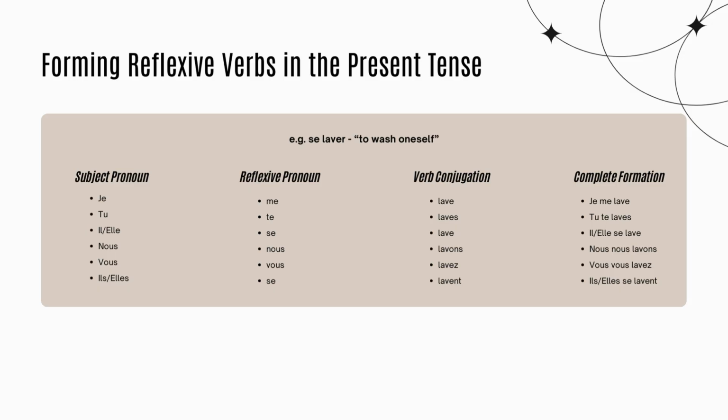Repeat after me. Je me lave. Tu te laves. Il, elle se lave. Nous nous lavons. Vous vous lavez. Ils, elles se lavent. Notice how the reflexive pronoun changes to match the subject.